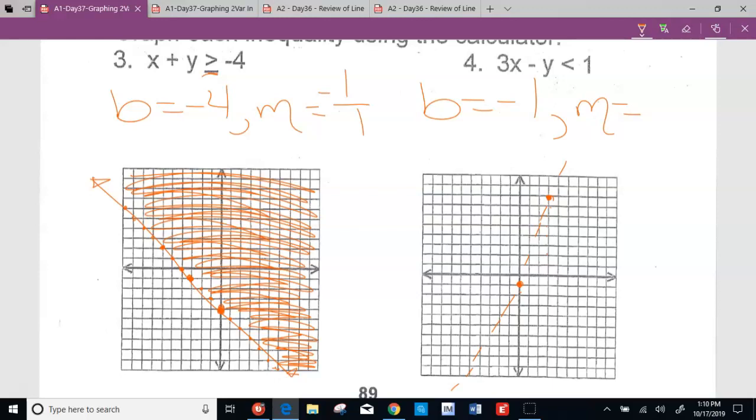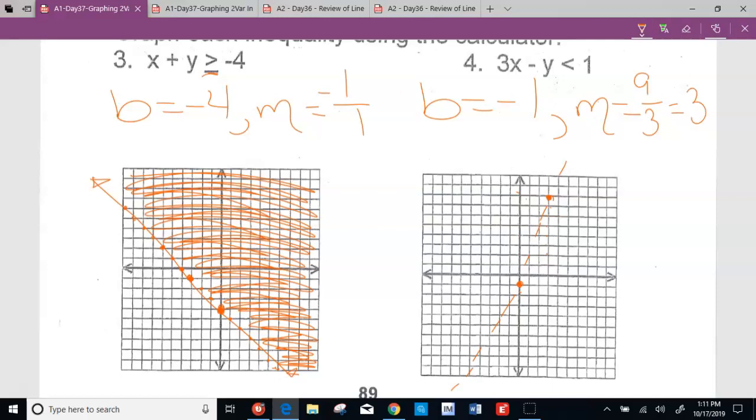Just watch. So from this point, let's count up. Positive 1, 2, 3, 4, 5, 6, 7, 8, 9. So I went up 9. Then I have to go over 1, 2, 3. Can that be simplified? Yes. To what? I know that. That's 3rd grade math. 3 over 1.